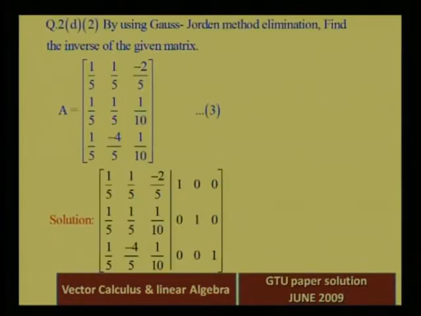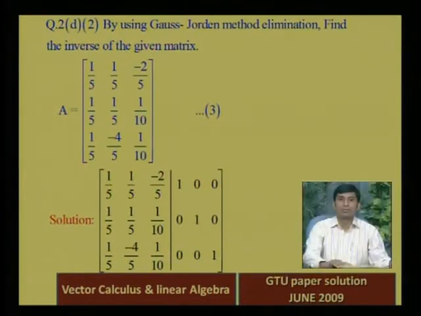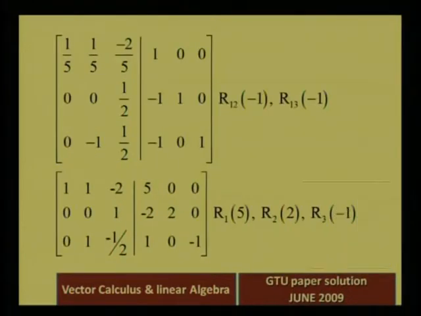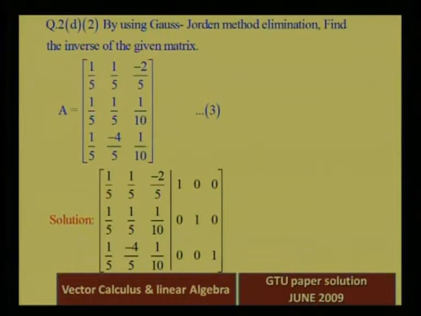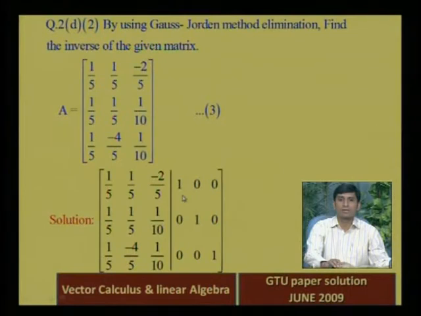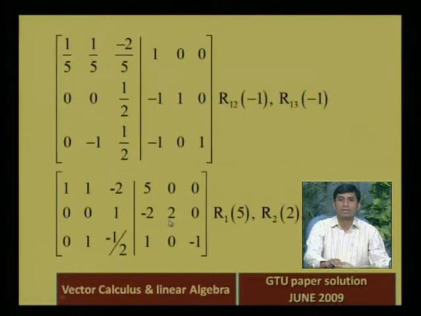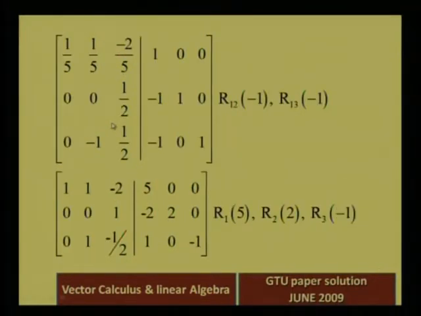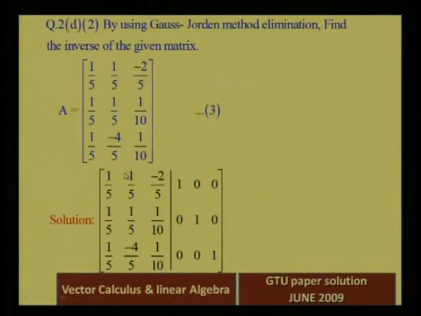When you take the LCM, 1 upon 10 minus 2 by 5 gives 1 minus 4 by 10. So that is minus 3 by 10. Then 0 minus 1 is minus 1, 1 minus 0 is 1, and 0 minus 0 is 0. So these elements are 0 0, minus 1, 1 0.